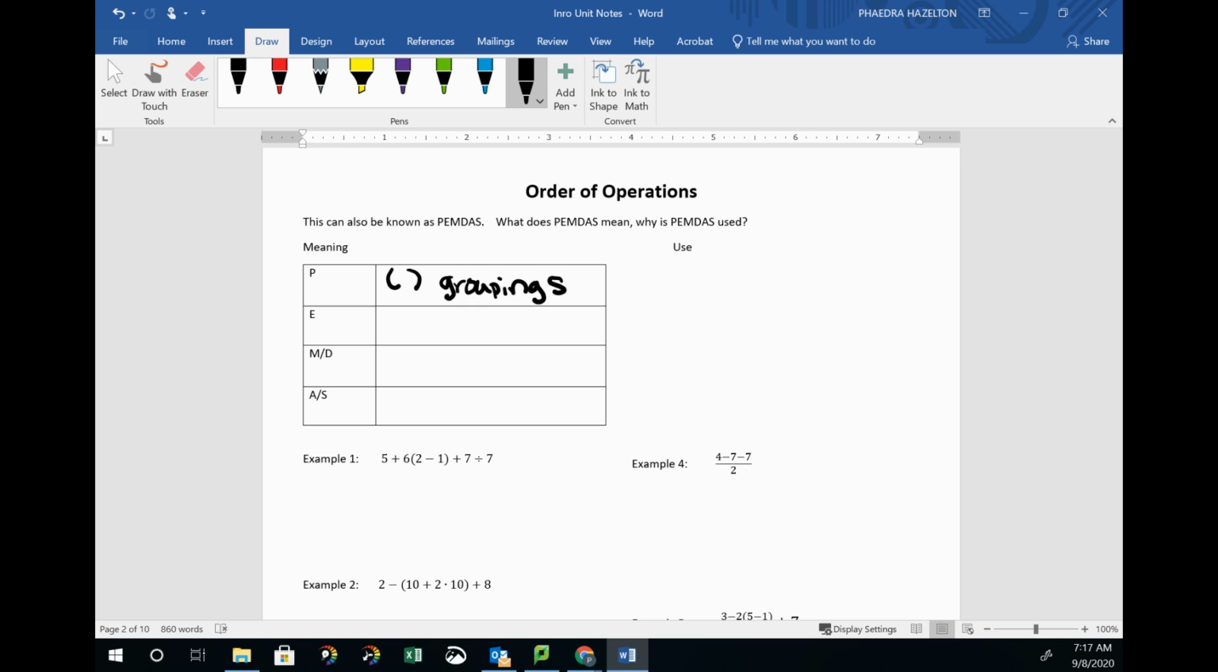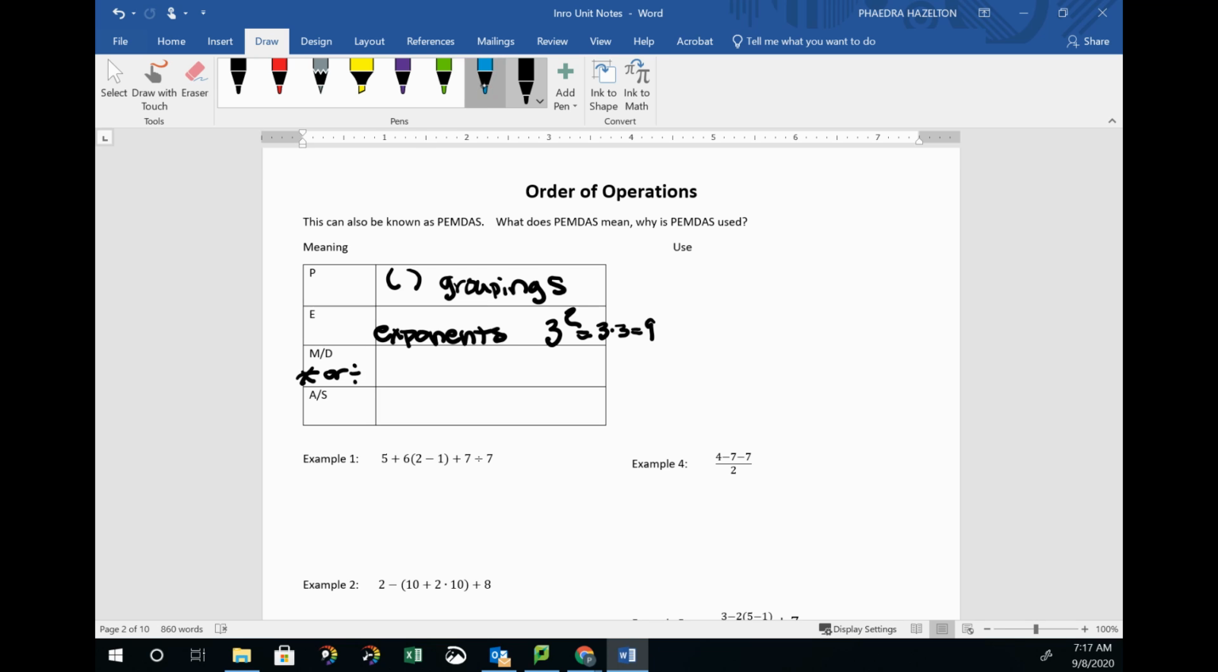And then the E is for any exponents. So if you're given like 3 squared, you're going to have to do 3 times 3 first, which is 9. And then MD is multiply or divide, and we read this from left to right.